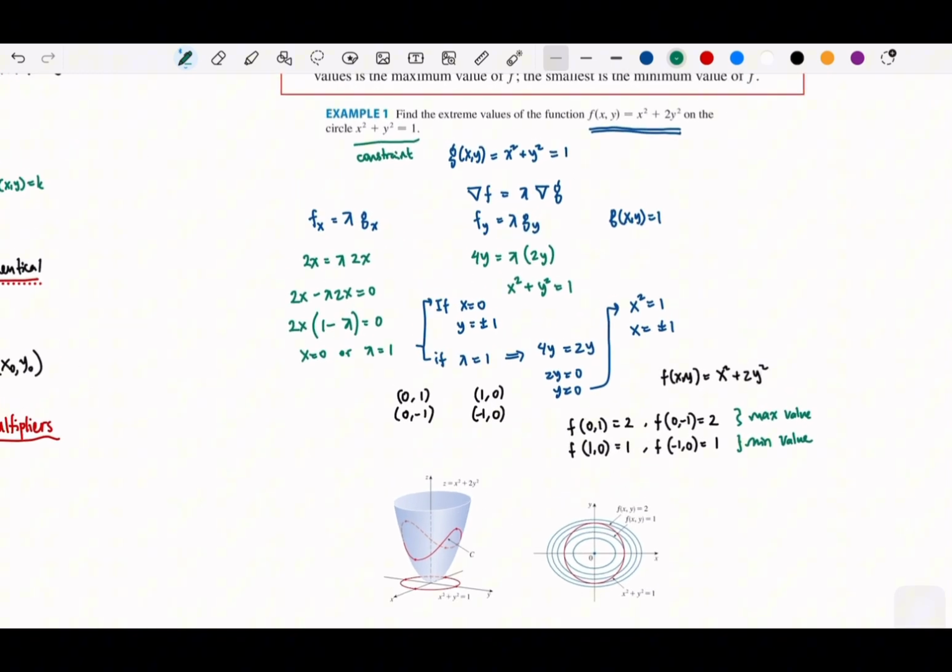Okay, any questions first? So basically, first is finding the partials for each of f and the constraint g. And then after that, solve the equations. It can be solving for lambda or solving to get the point. It can be any possible way, but the idea is we need to get the points out of this process. Okay?